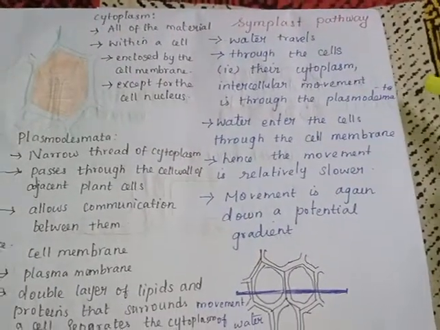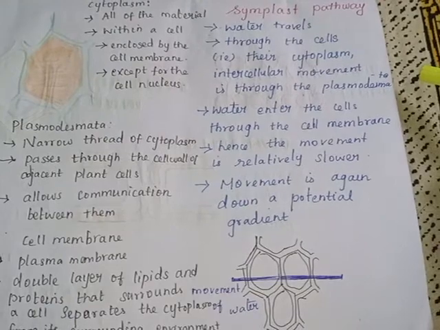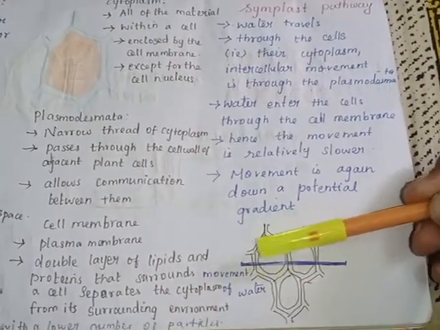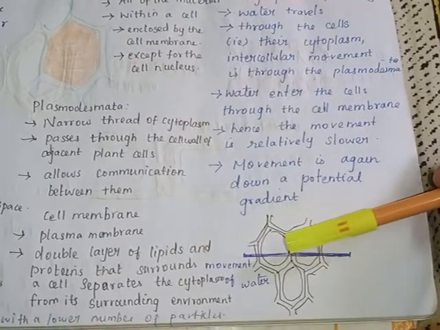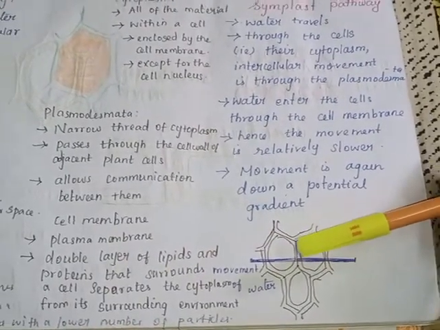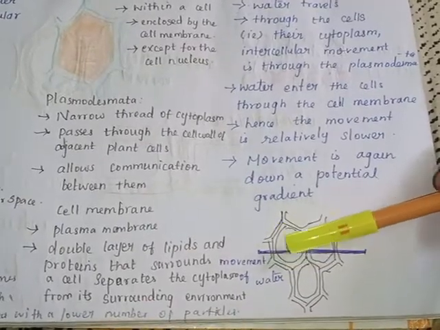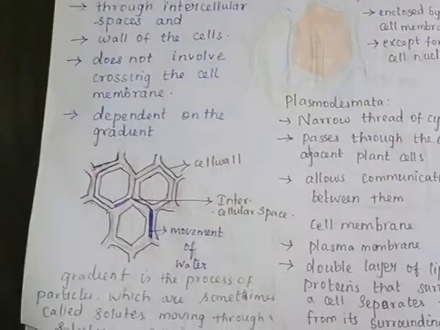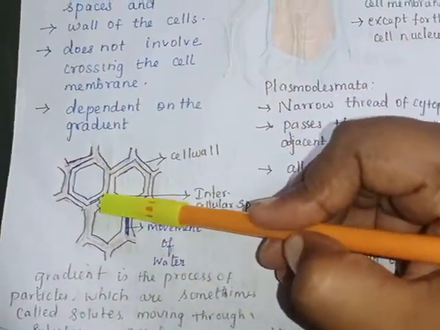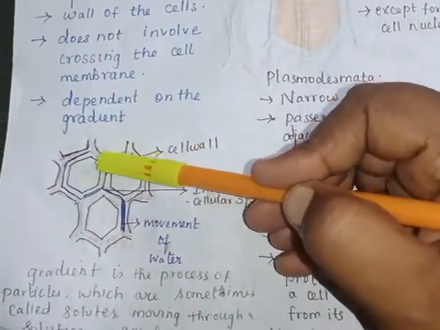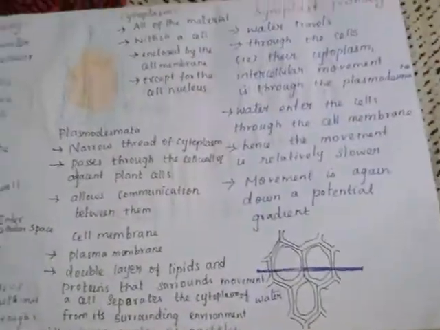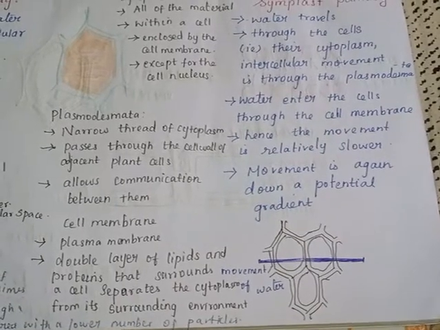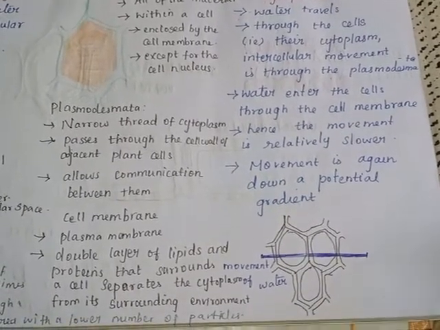Next, water enters the cell through the cell membrane. Hence the movement is relatively slower, because there is much cytoplasm and many particles there. The water movement is very slow. Here we can see the intercellular spaces, so there are no issues and it travels faster. So in the symplast, the movement is very slow. Then the movement is again down a potential gradient.